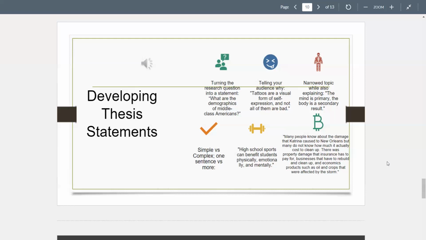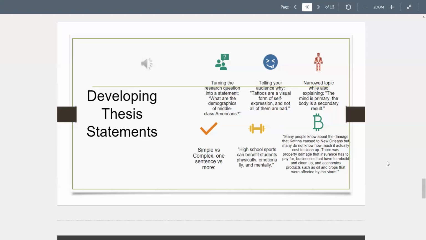Pretty simple, pretty easy. The other key thing you'll notice about this statement and the next one is it doesn't announce "in this paper I will discuss." We don't want to make our thesis statement an announcement because it's boring. We want to just get straight to the point. With a more complex statement, you can see here what's going to be covered.